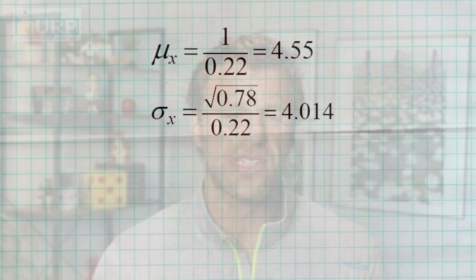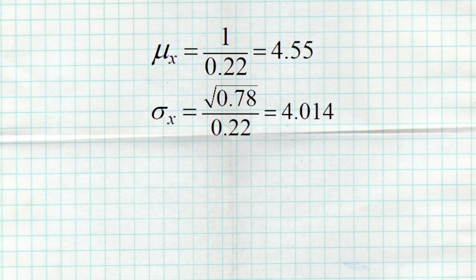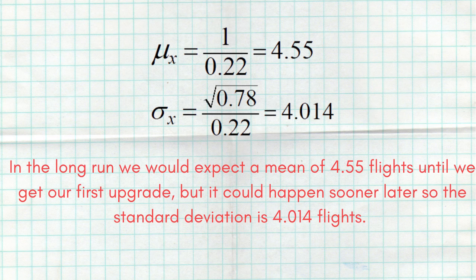Now, in our specific scenario, the mean would be 1 divided by 0.22, or 4.555. The standard deviation would be the square root of 0.78 divided by 0.22, and we get 4.014. Those formulas are pretty easy to use, but it's way more important that you understand what they represent. So in the long run, we would expect a mean of 4.55 flights until we get our first upgrade. But it could happen sooner or it could happen later, so that's why we have a standard deviation of 4.014 flights.